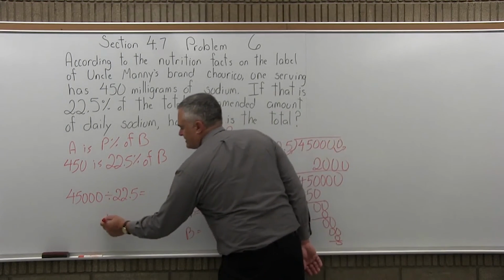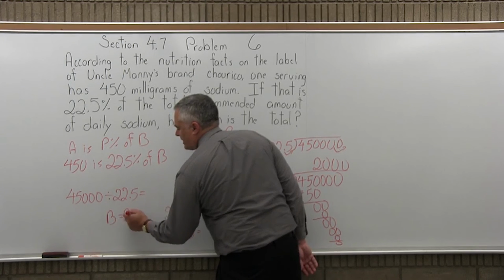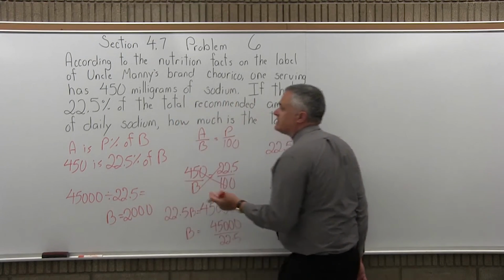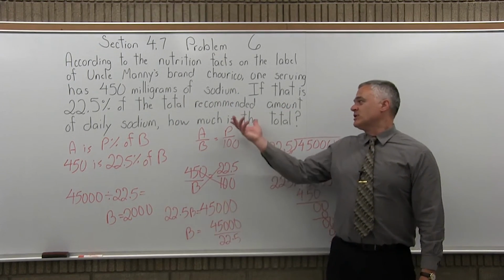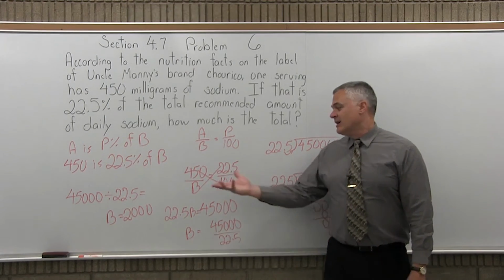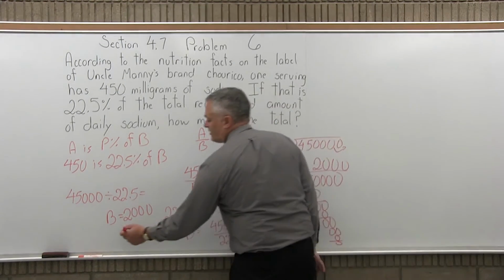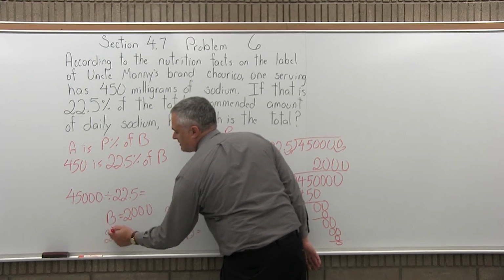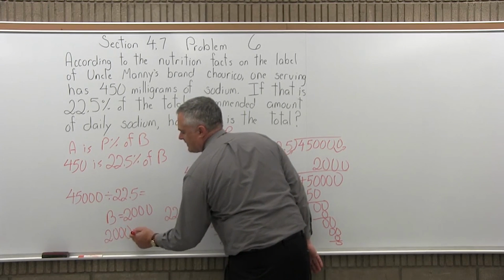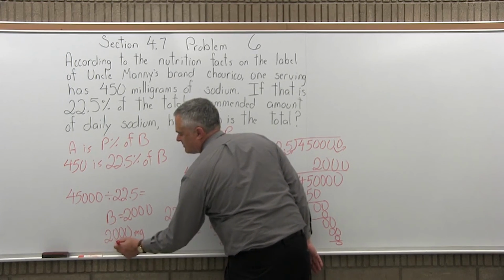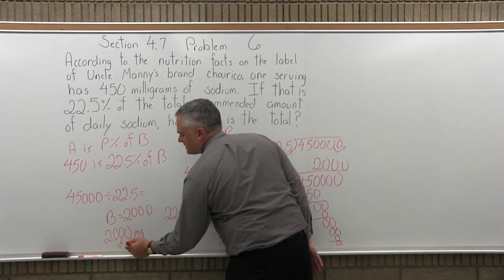Is that the final answer for the question? B is 2,000. Well, actually it is. The question is, what is the total amount of sodium that you're supposed to take in one day? And we get B is 2,000. So that would be 2,000 milligrams of sodium. They abbreviate that mg. 2,000 milligrams of sodium.